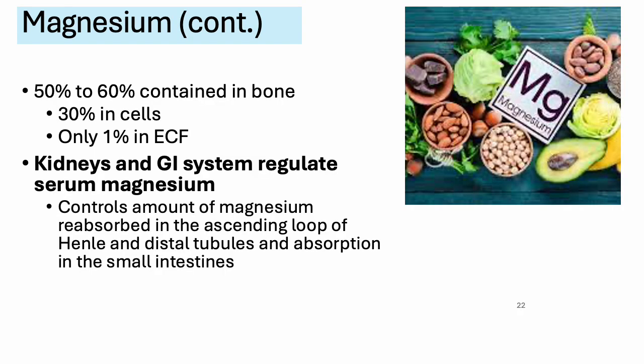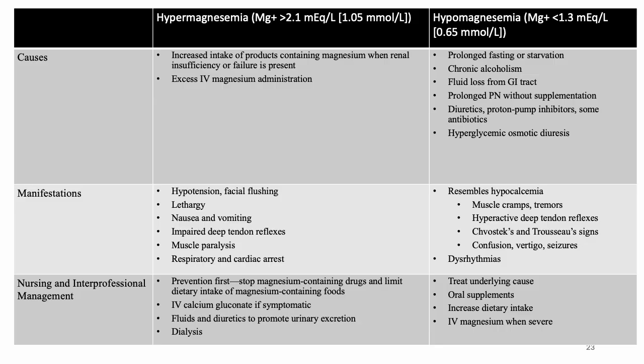Of the body's magnesium, 50 to 60% is contained in bone, 30% in cells, and only 1% is found in extracellular fluid. The kidneys and GI system regulate serum magnesium. It controls the amount of magnesium reabsorbed in the ascending loop of Henle and distal tubules, and absorption in the small intestines. Here is the chart for hypermagnesemia and hypomagnesemia, so levels greater than 2.1 or less than 1.3.